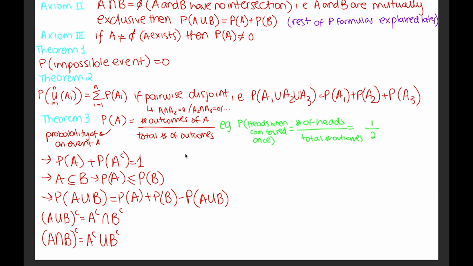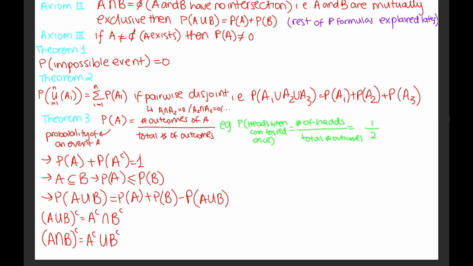The probability of the union of Ai from i equals 1 to n is equal to the sum from i equals 1 to n of the probability of Ai, if they're pairwise disjoint. Pairwise disjoint means, for example, let's say we have 4 items in a set. The intersection of A with B is equal to 0. The intersection of B with C is equal to 0. The intersection of C with D would be equal to 0. That's what pairwise disjoint means. So that means the probability of A1 union A2 union A3 would be the probability of A1 plus the probability of A2 plus the probability of A3.